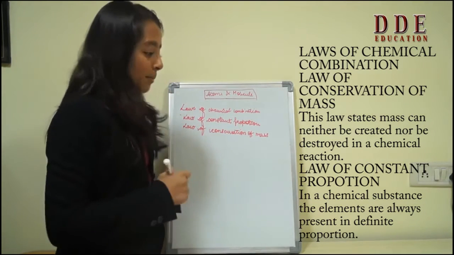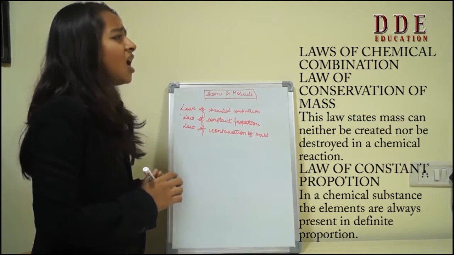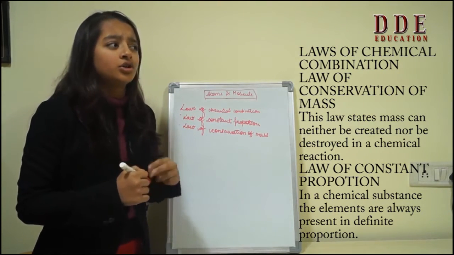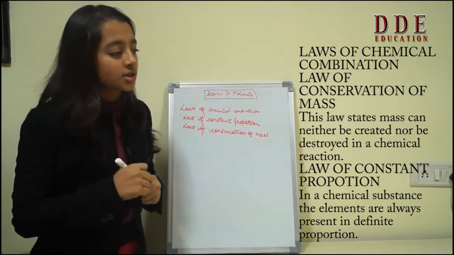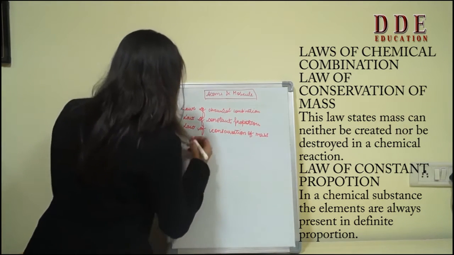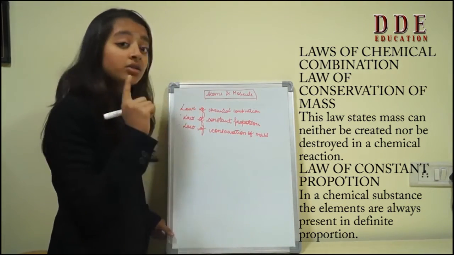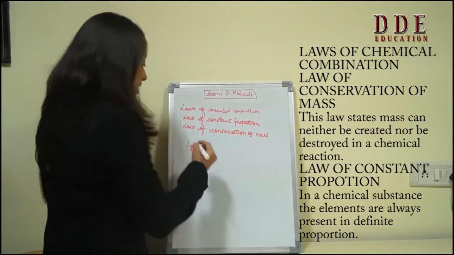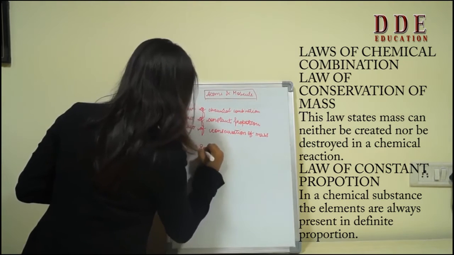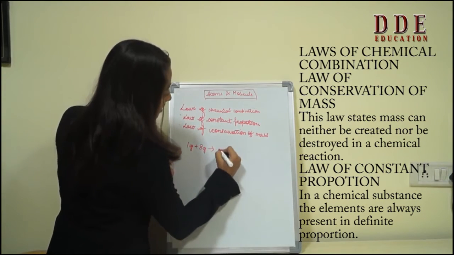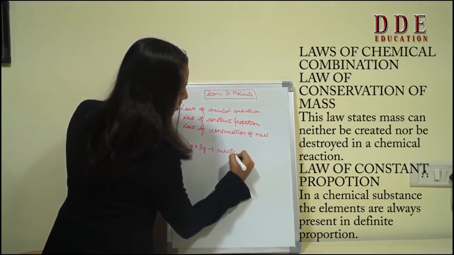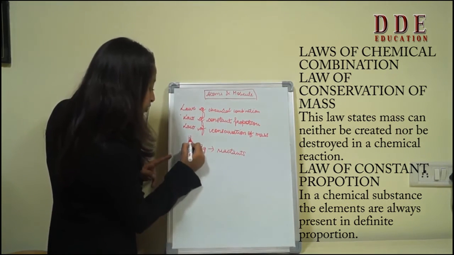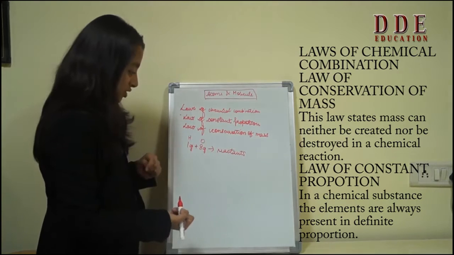Okay, let me take an example. Let us take that we are reacting 2 elements, hydrogen and oxygen. The mass of hydrogen is 1 gram and the mass of oxygen is 8 grams. So these 2 are the reactants. In other words, this is the hydrogen and this is the oxygen.